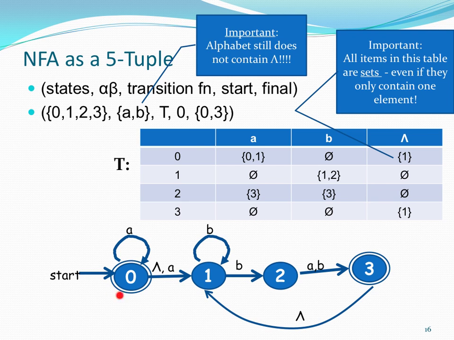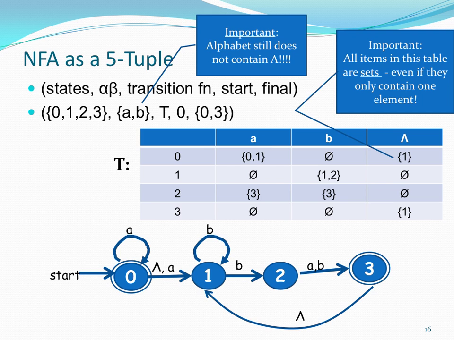So if we look here, and I say I start at 0. On an A, I could end up at 0 or I could end up at 1. So over here on my table, I say I've got the set {0, 1}. If I start at 1 and I have an A, well, there are no out transitions from state 1 on an A. So what do we write? The empty set, because that is a set with nothing in it. Got it? Okay. So let's look at here, 2 on A, right?